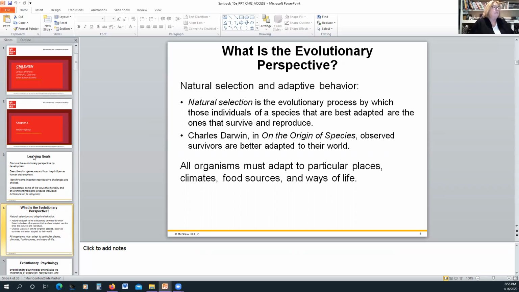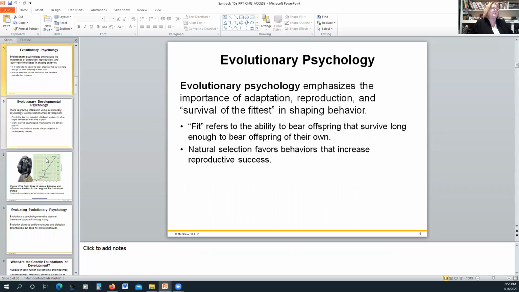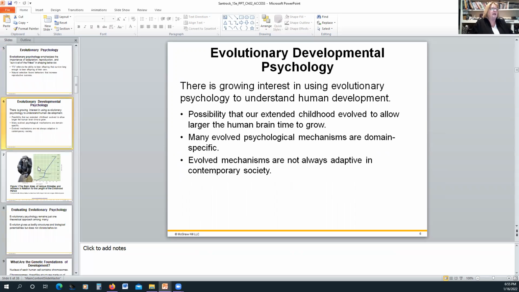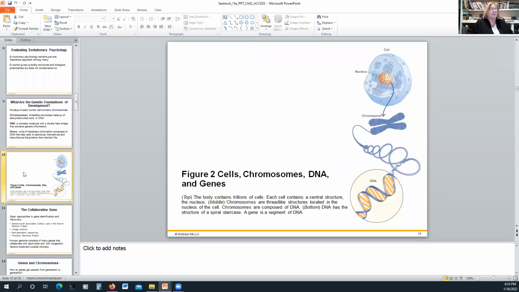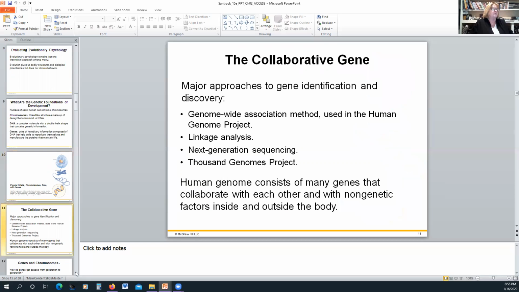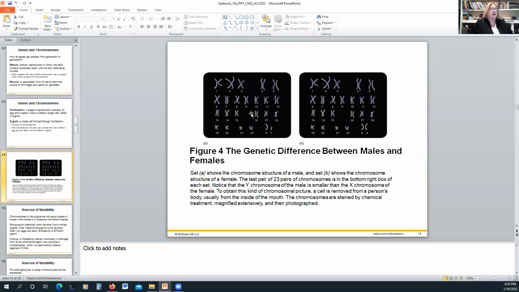Okay, so chapter 2 is just your biological perspective. And again, this gets into information about Darwin and evolution and just how things have developed. We go back over chromosomes, DNA, and genes, which again, all of this you had in lifespan. We talk about the collaborative gene. Actually, I think even some of these slides are exactly the same. Remember, we talked about the genetic difference between males and females, XY and XX, with XY being the male, XX being a female.